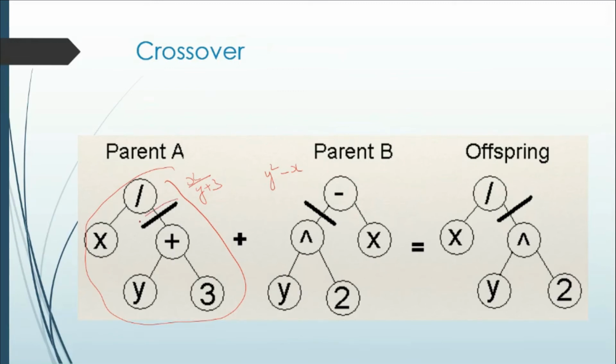The crossover point is here, and here it is here. Then the resulting one is one of the offspring; only one offspring is given, x divided by y squared. This is the resulting offspring, one of the offspring. The second offspring will be something like this. See here it is changed, so it will be y plus 3 here. What is coming up here will be y plus 3. So y plus 3 minus x, it will be something like this, the second offspring. This is how the crossover operators are employed in the case of genetic programming.